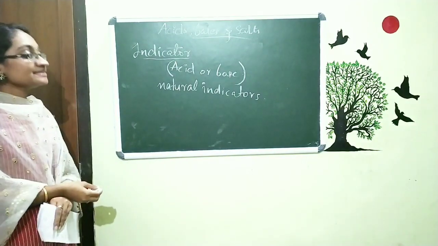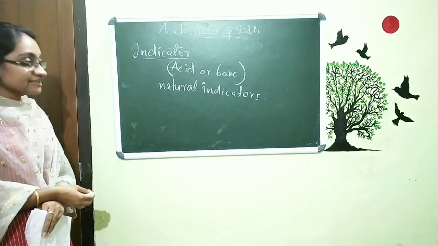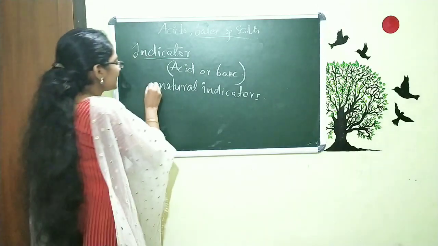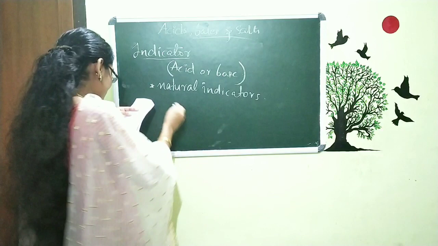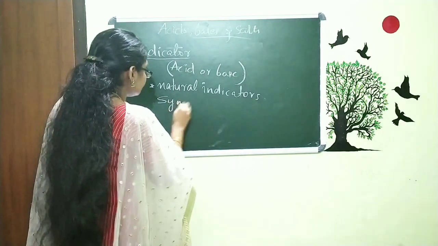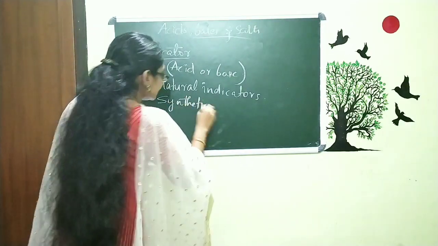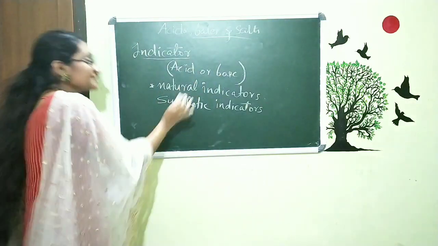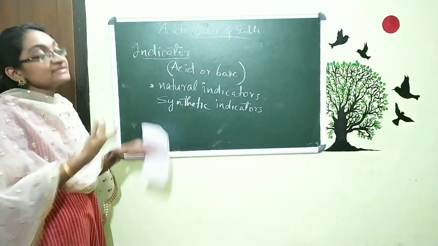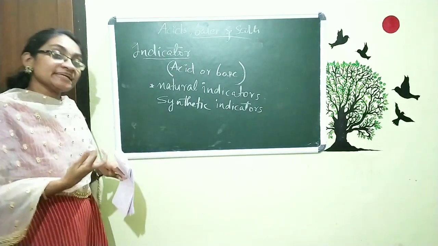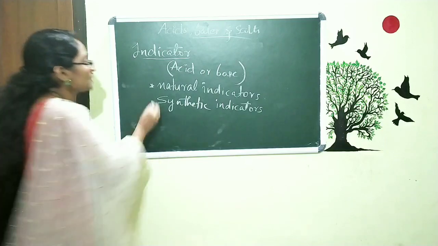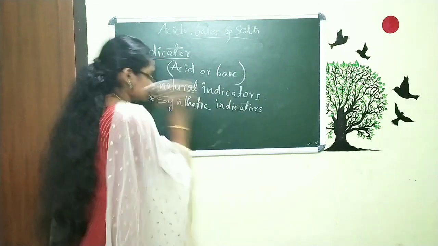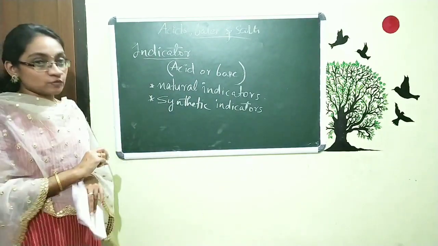Natural indicators means the indicators that we get from nature itself. The other type is synthetic indicators. Synthetic indicators means that we prepare them chemically in laboratories. You also want to study the examples.